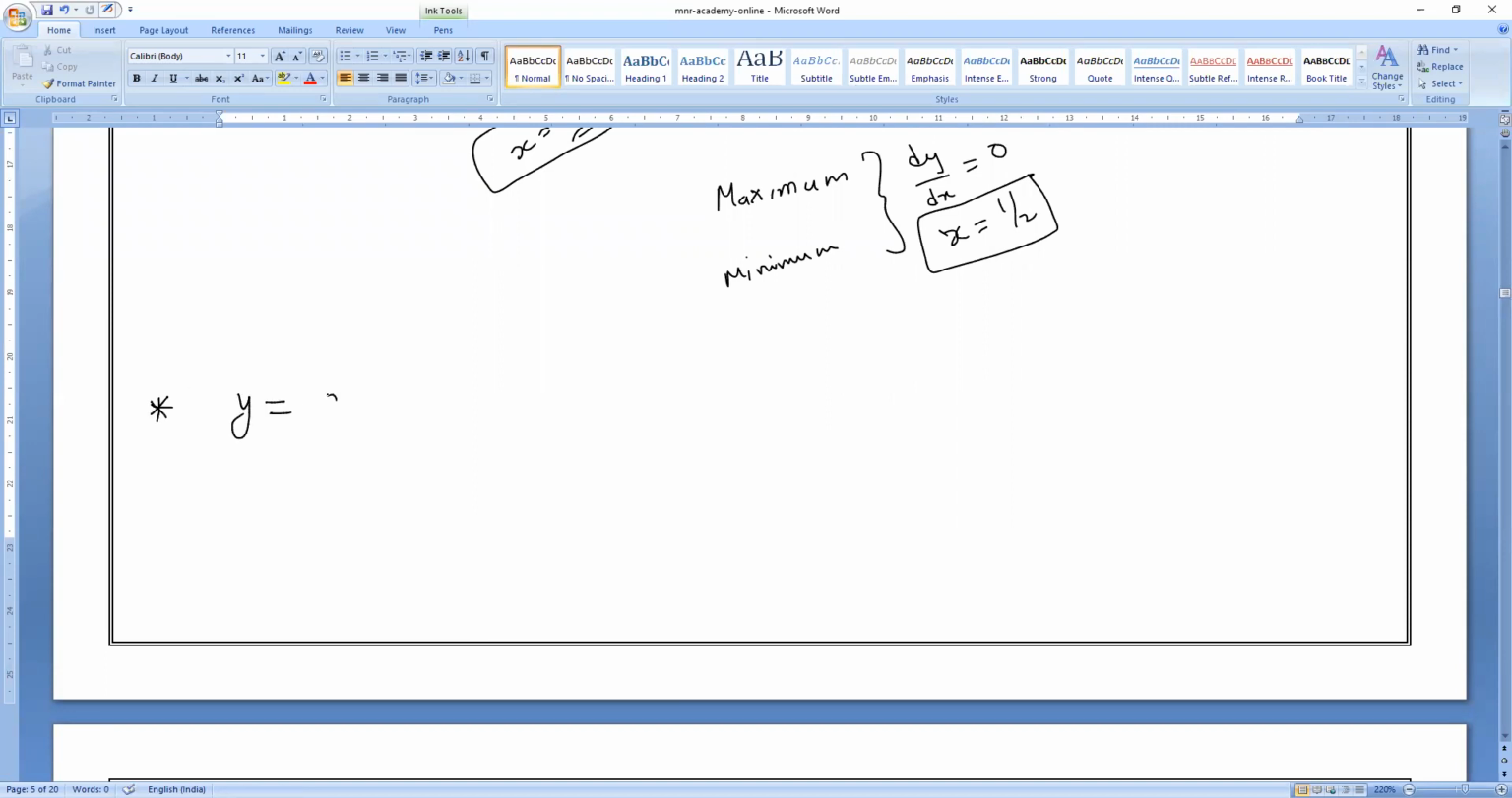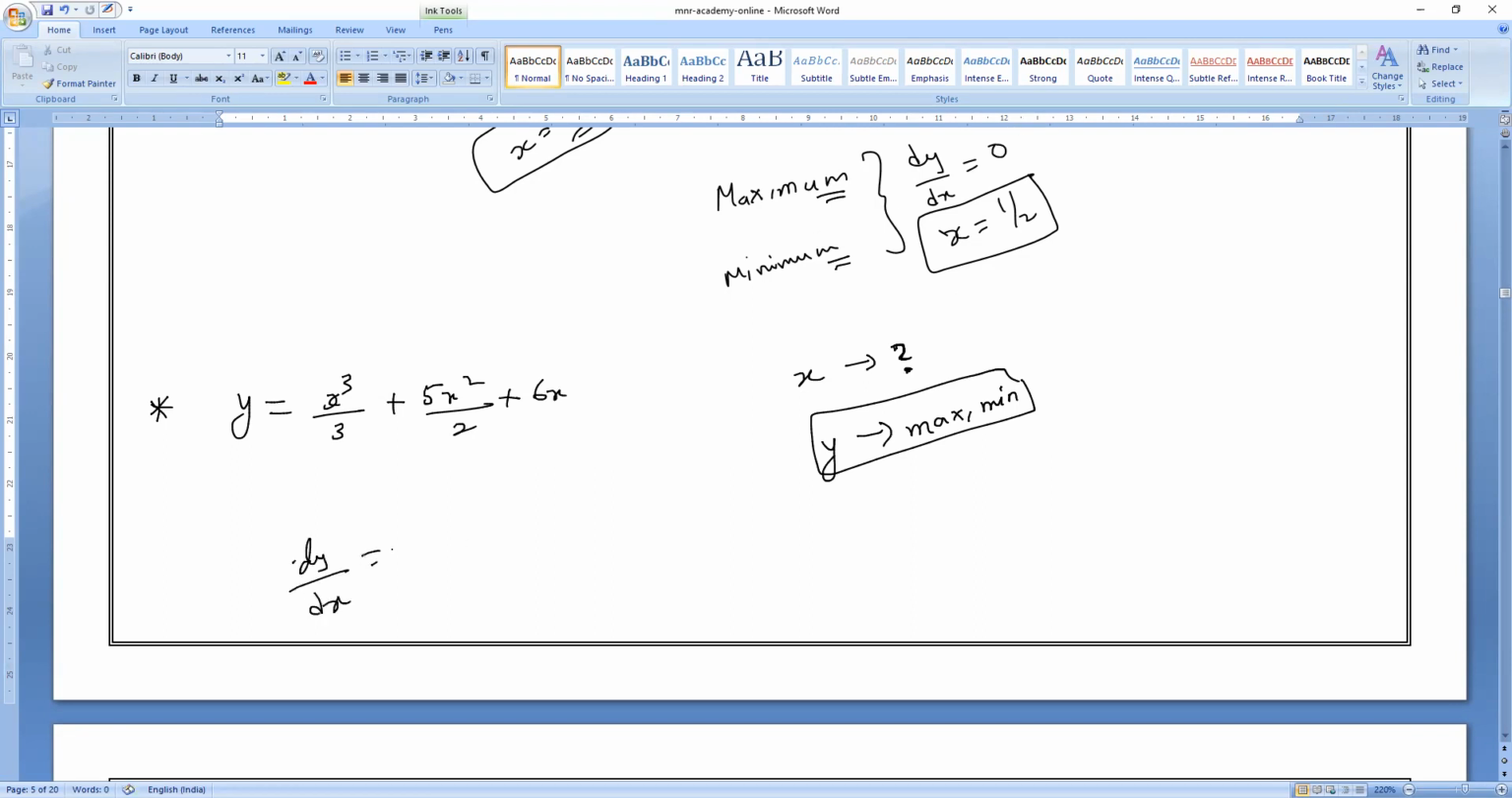Very important question. y is equal to x cube by 3 plus 5x square by 2 plus 6x. Now find the x value. What is the use of the x value? We can get the maximum as well as the minimum. We want to find the x value where y becomes maximum and y becomes minimum. For both maximum and minimum, dy by dx is equal to zero.